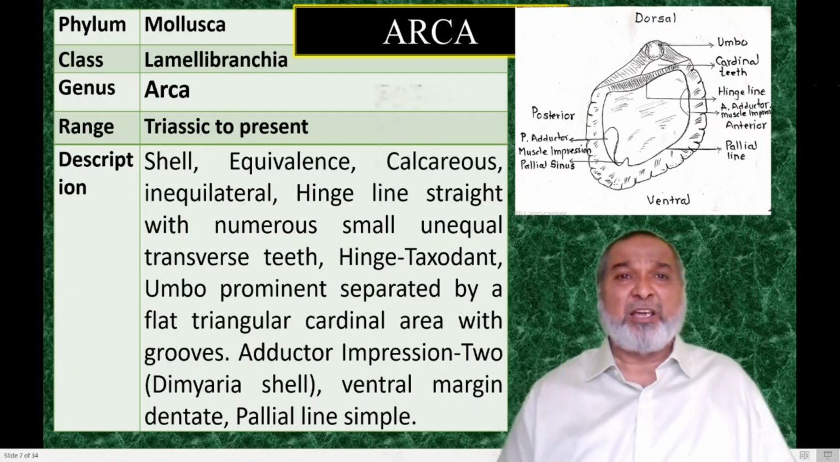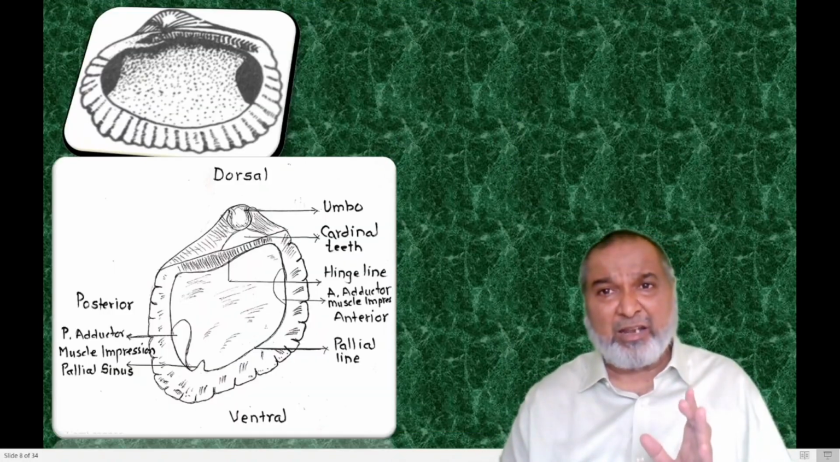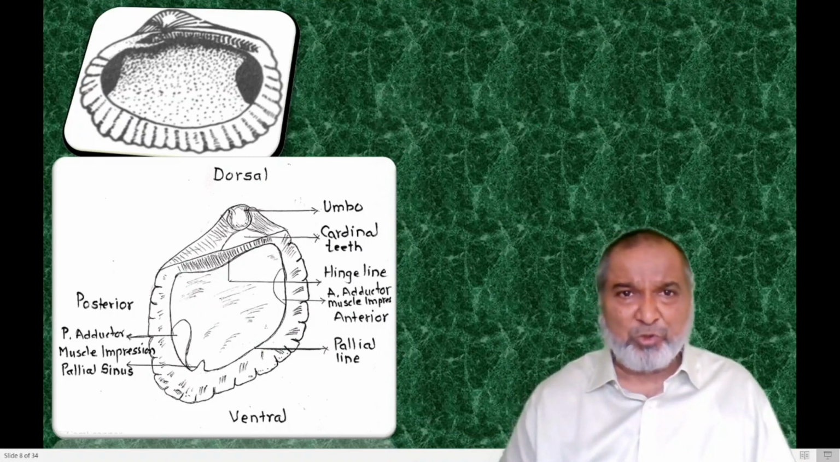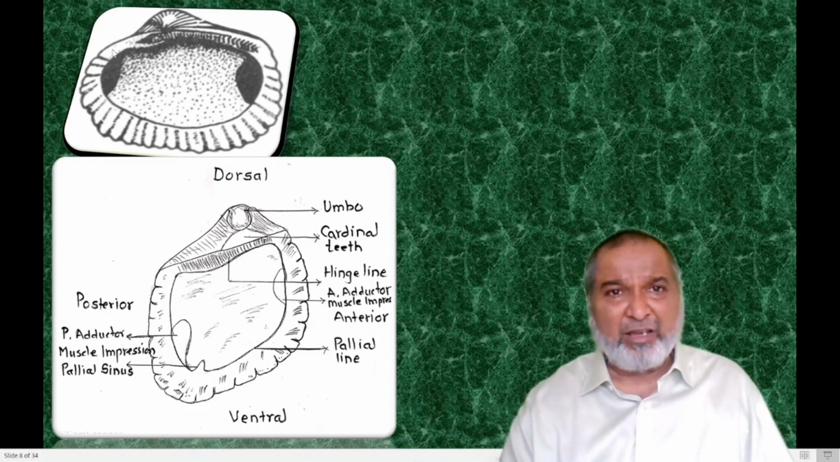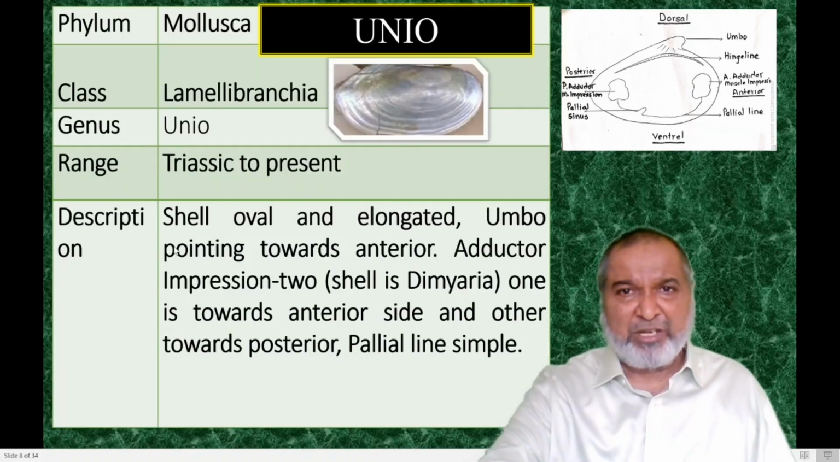So this is the first, what we have is the shell Arca from the class Lamellibranchia. Here again, our fossil Arca is there, and I have drawn the diagram with the same labeling which has been mentioned here.